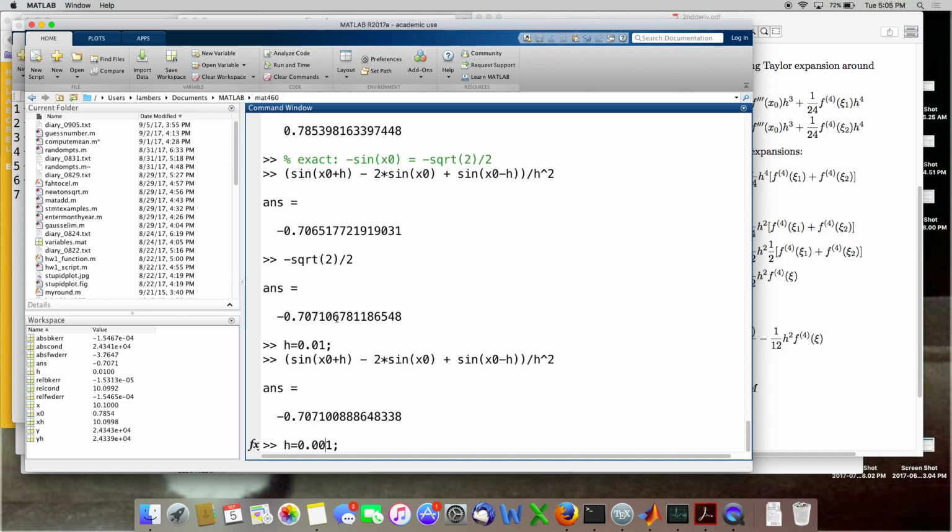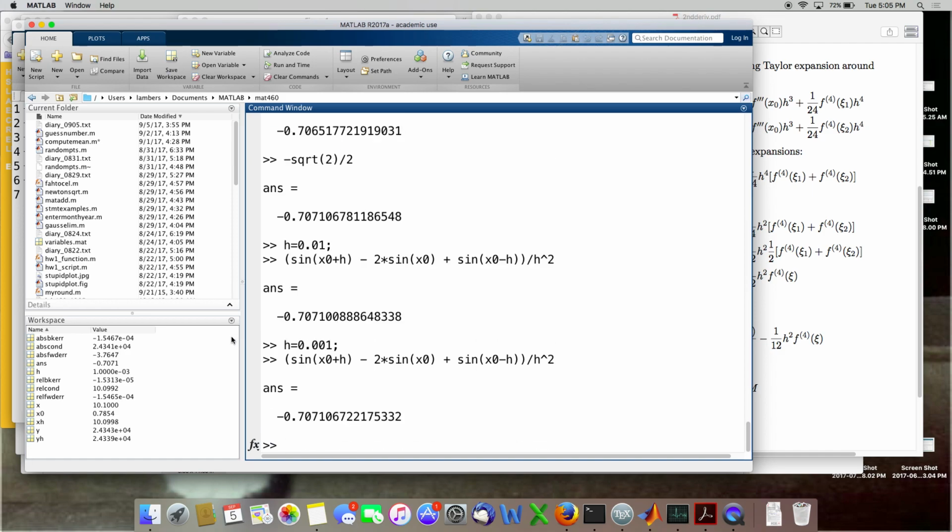And if I were to keep going, then comparing this value to this value, we keep gaining a couple extra decimal places each time. Whereas if I use a first order accurate method, we wouldn't see nearly as much improvement.